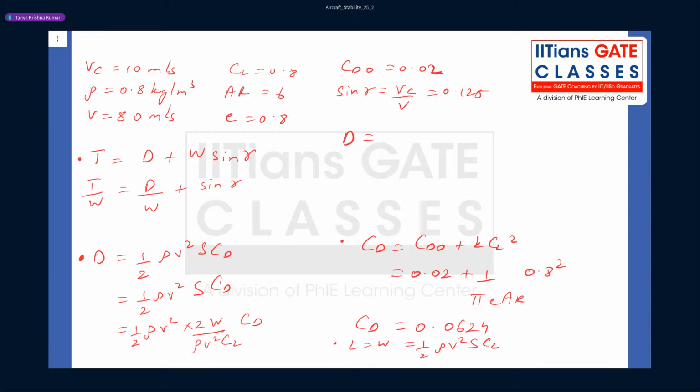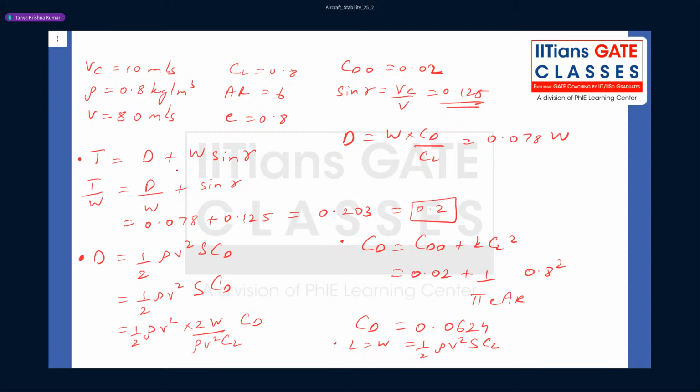So when you cut off all of those terms, what you finally get is W into CD by CL, which is nothing but 0.078 W. Now let's go back to our main equation, plug it in here. If you do drag upon weight, you get 0.078 plus sine gamma 0.125. So you get the final value as 0.203, and they've asked you to round it off to one decimal. So you get 0.2, right? So this is your final answer.